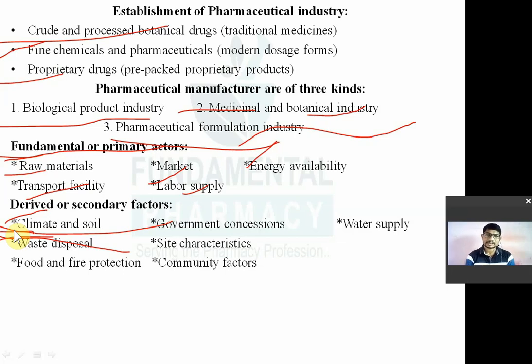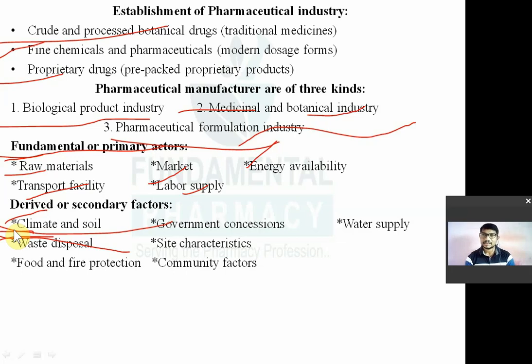So most of these factors are already available in the well-established cities like Aurangabad, MIDC areas. That's why most of the companies used to establish in the MIDC area. Waste disposal, site characteristics, then flood and fire protection.